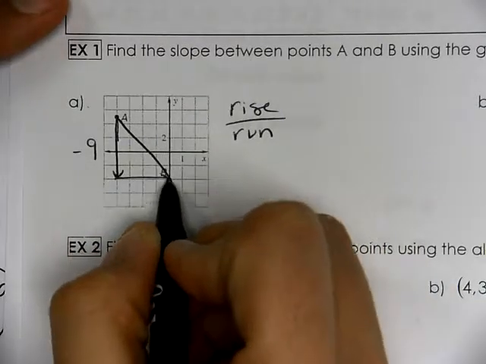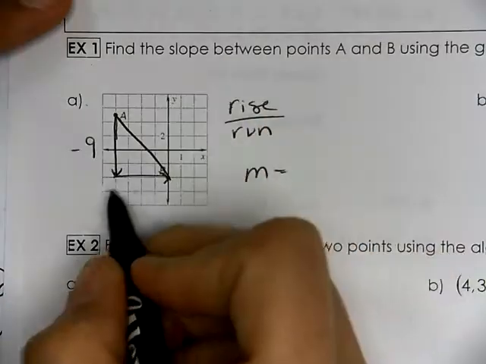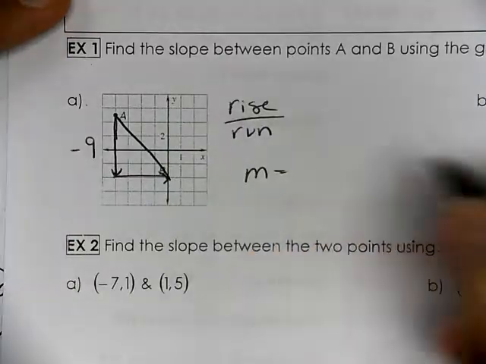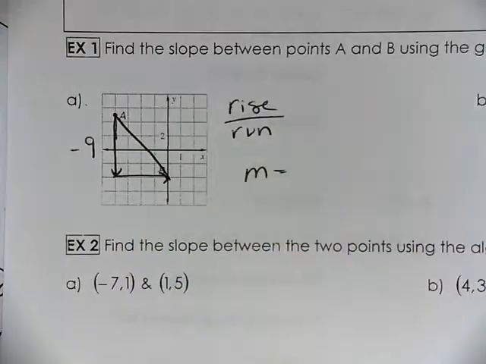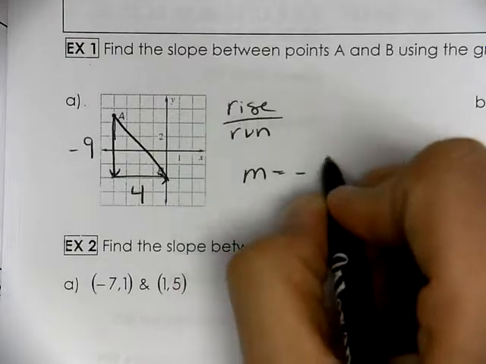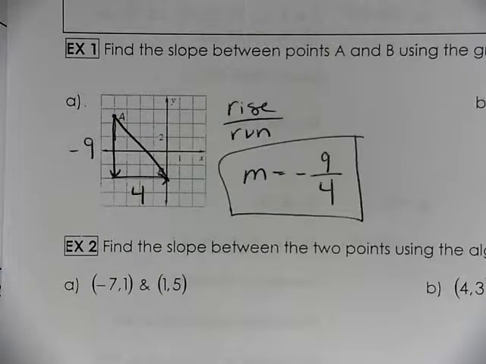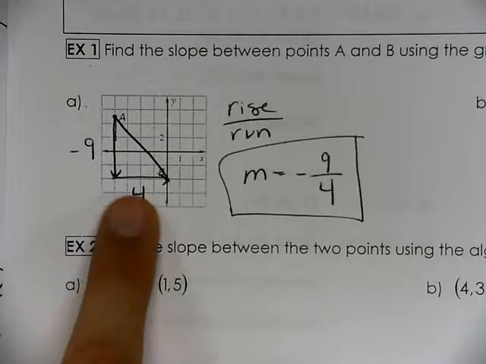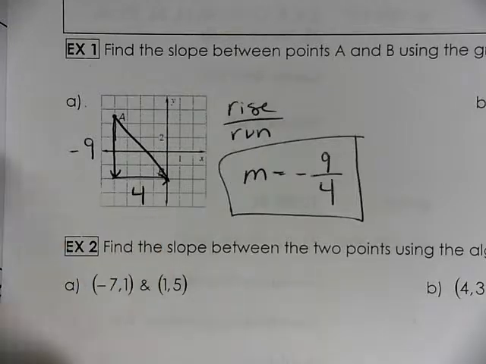How many over to get to B? 2, 4, 6, 8. Oh, but the scale on X is 1. 1, 2, 3, 4. So I'm going over 4. So negative 9/4 is my slope. Does it really matter where the negative is? Not really. Now just be careful. If I went to the left, that would be another negative. When you're counting, left is negative. Down and left are negative. Up and right are positive.